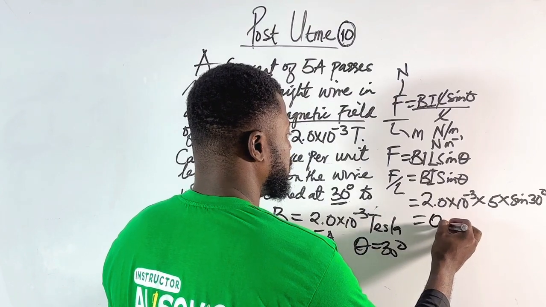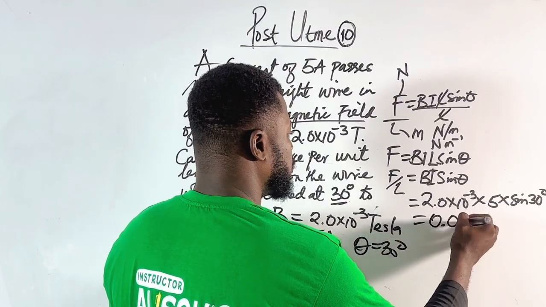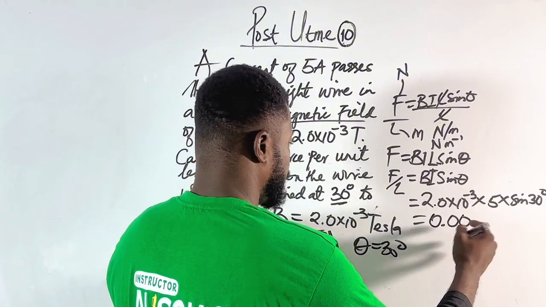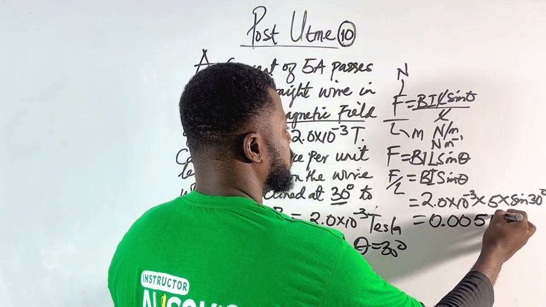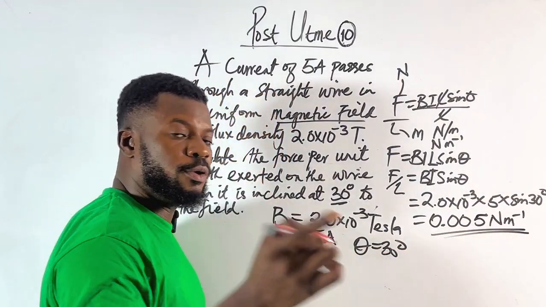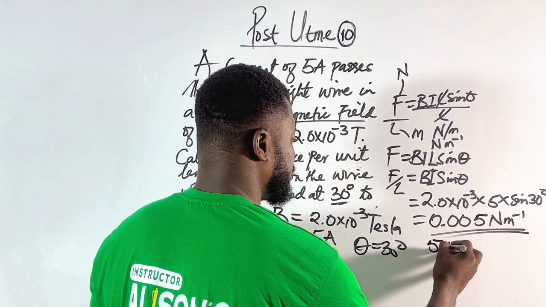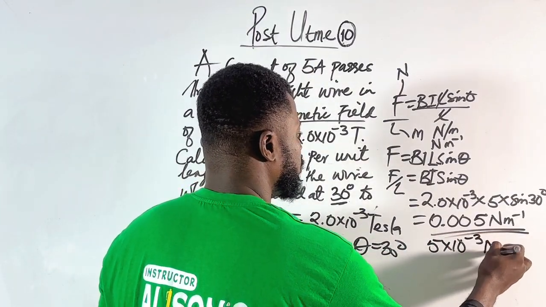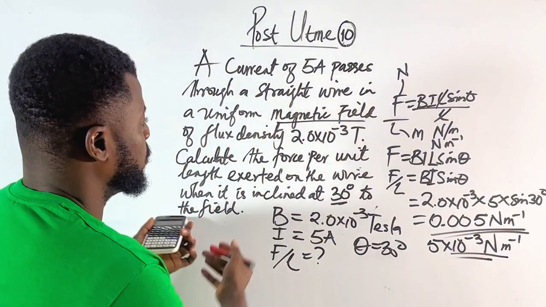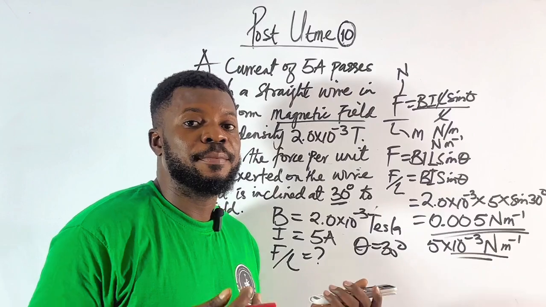If I want it in decimal, 0.005 Newton per meter. Confirm what you get. If you write it in standard form, 5 times 10 to the power of negative 3 Newton per meter is still correct. After all, they don't give us any options here.